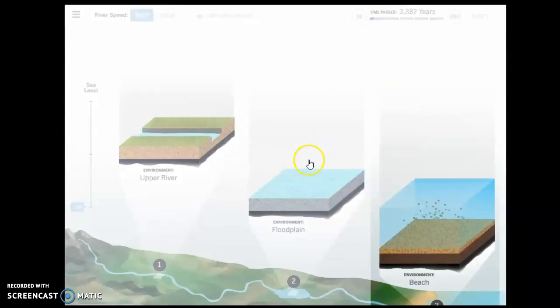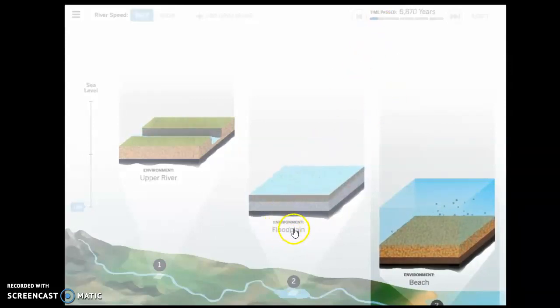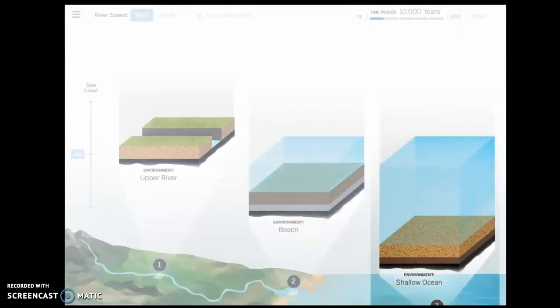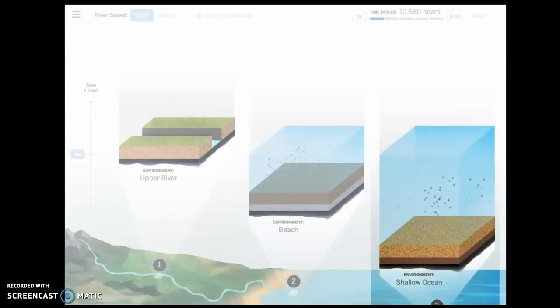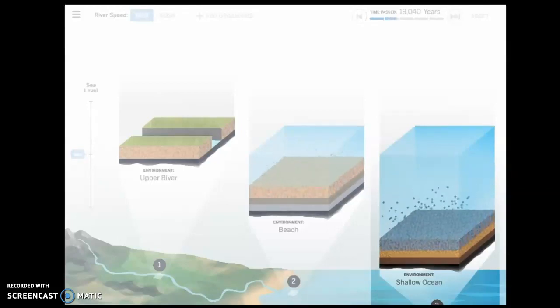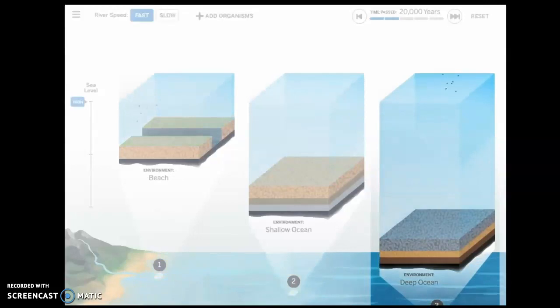Now some time has passed. It started off with the floodplain environment. Then some time has passed. Now the environment has changed. It's now a beach environment. Now this environment is about to change again. So now it is the shallow ocean environment.